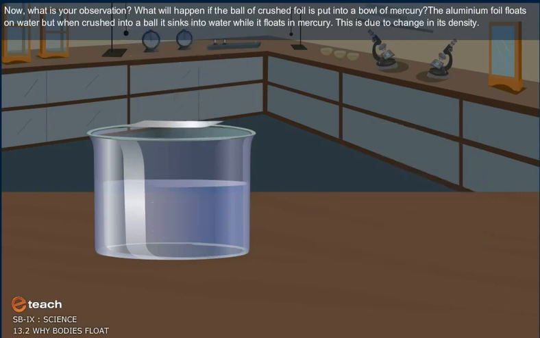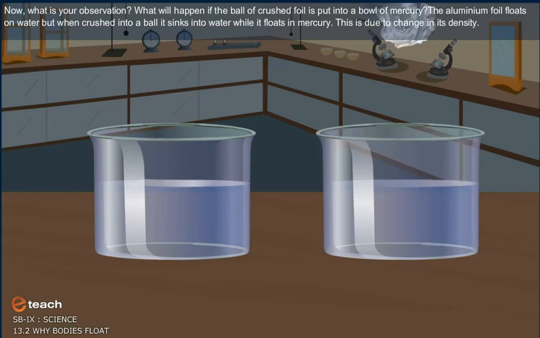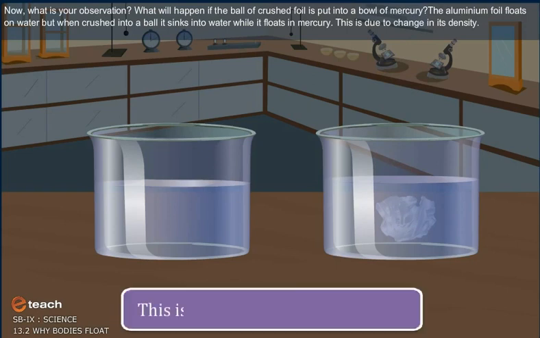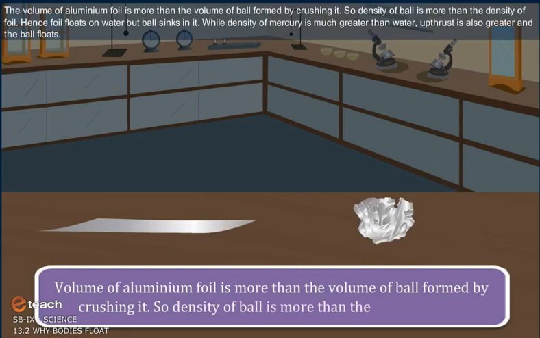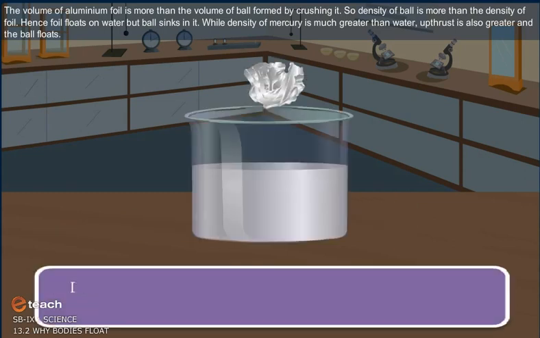The aluminium foil floats on water, but when crushed into a ball, it sinks in water, while it floats in mercury. This is due to the change in its density. The volume of the aluminium foil is more than the volume of the ball formed by crushing it. So the density of the ball is more than the density of the foil. Hence, the foil floats on the water, but the ball sinks in it.